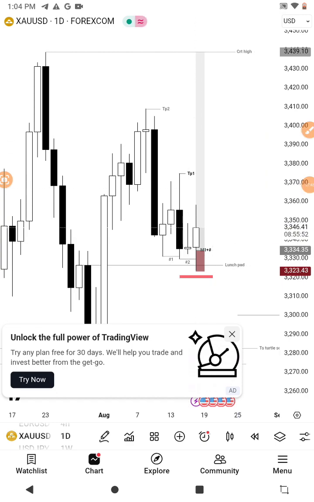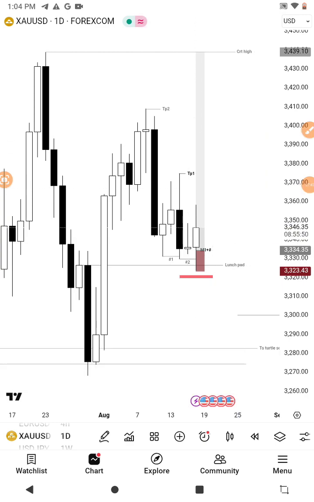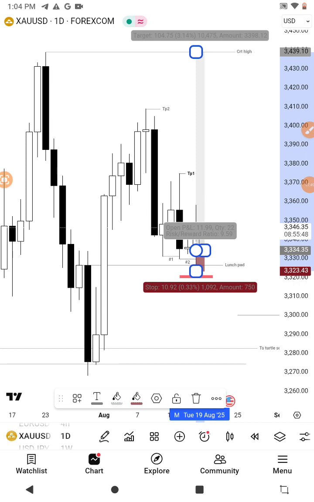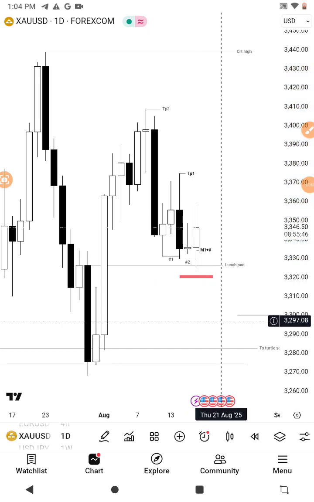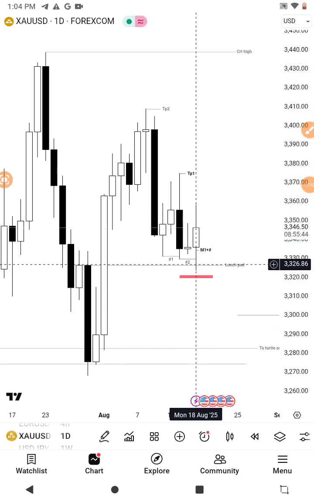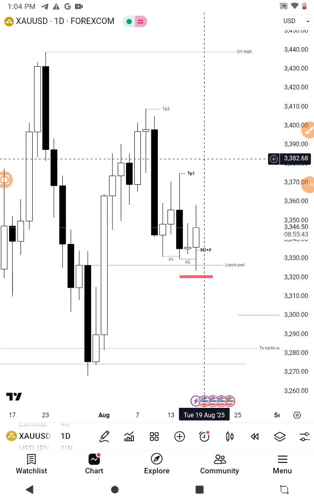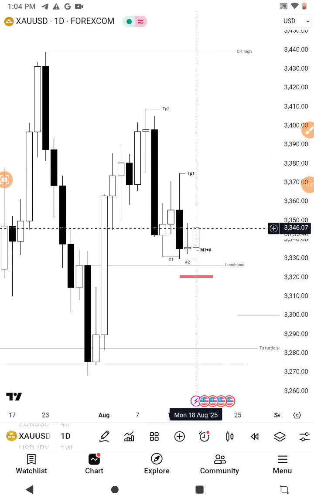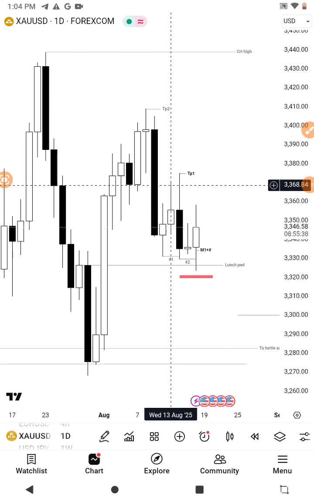distributed. Let me remove this thing so you can see it clearly. Hope you are seeing it clearly now. It manipulated the low and is now trying to distribute to the top. If price doesn't get to the top, the next candle will get to the top.